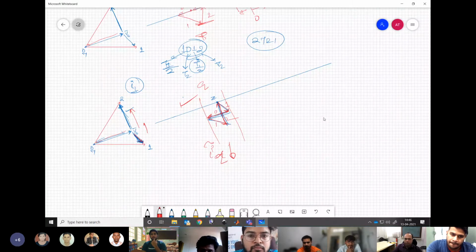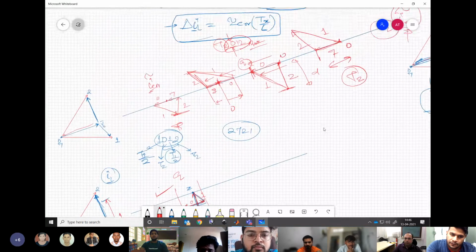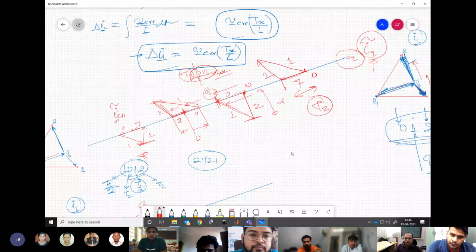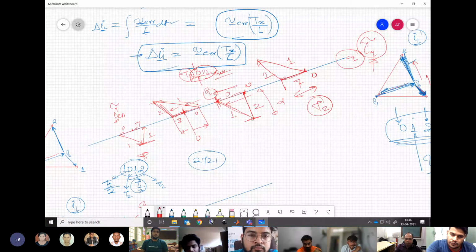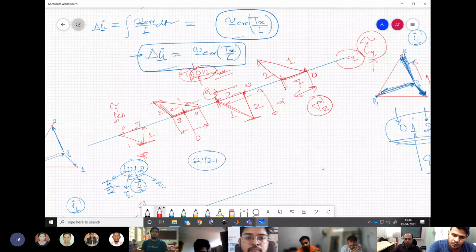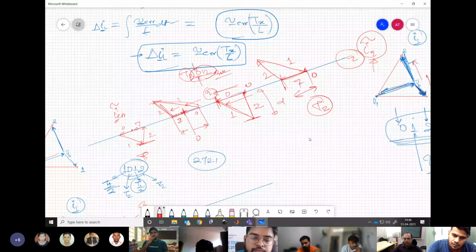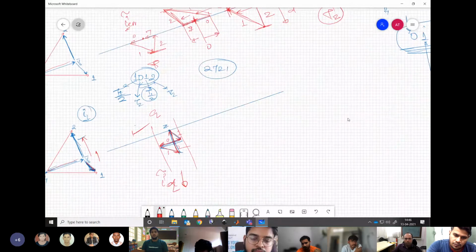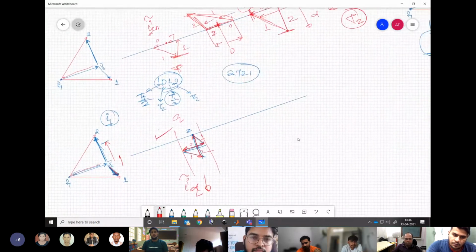Are you able to see that? Yes, sir. Earlier we were going completely along one direction first and then we were coming back. So that's why the error was more. Here what we have done, we have split that time into two, and so we are having lesser ripple.